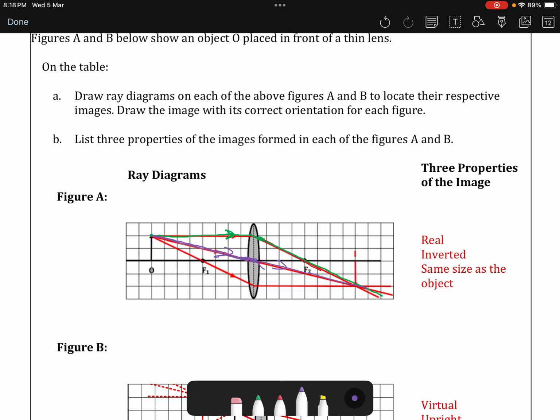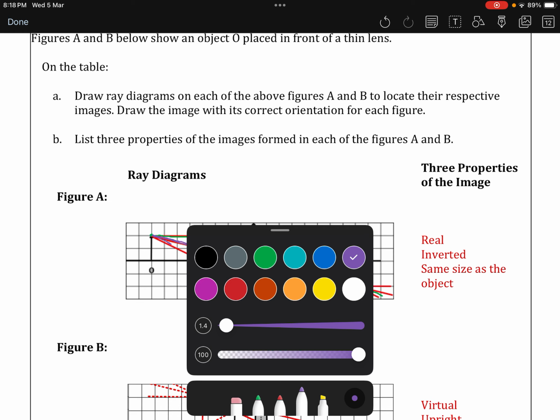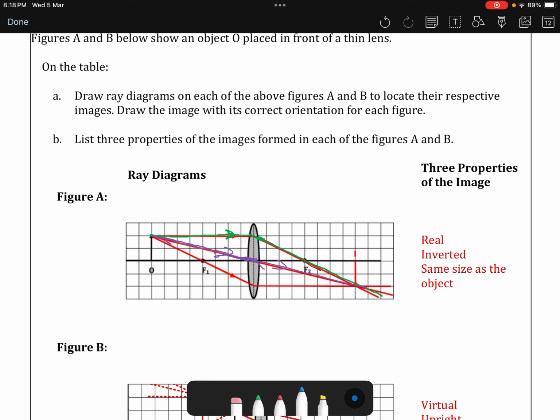The third one is coming from, let's choose another color, let's take the blue. Coming from the focal point to the lens, and that one will refract parallel. Okay, so those three rays will meet at this point.